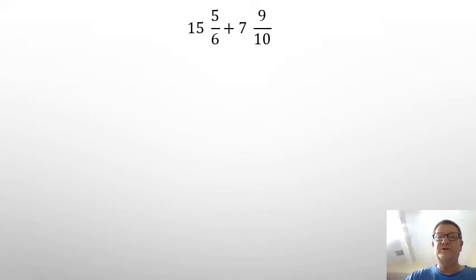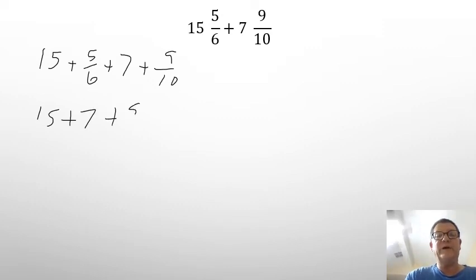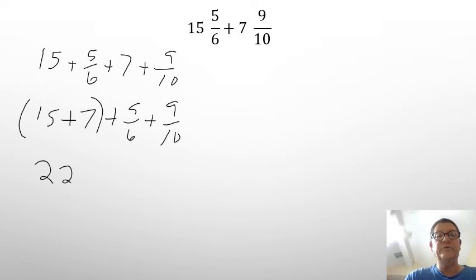Okay, so this last problem we're going to be working, we can still use the commutative property. So I can have 15 plus 5/6 plus 7 plus 9/10. Now with the commutative property, I can change it around. So I'm going to put my whole numbers by whole numbers: 15 plus 7 plus 5/6 plus 9/10. Now I can add my two whole numbers together, and that's going to give me 22 plus 5/6 plus 9/10.